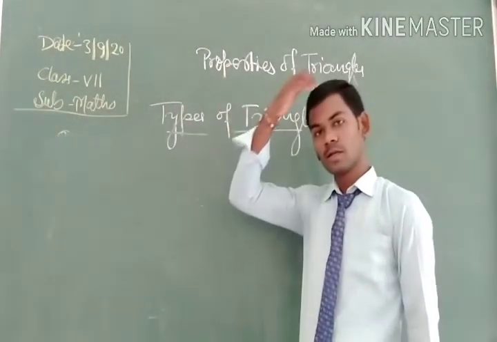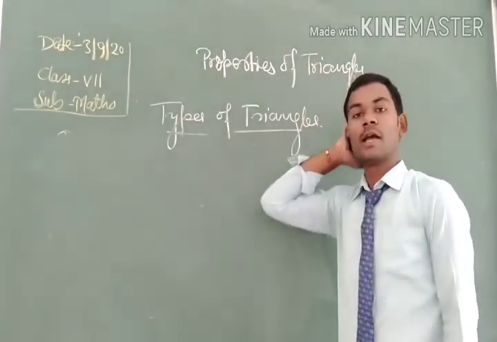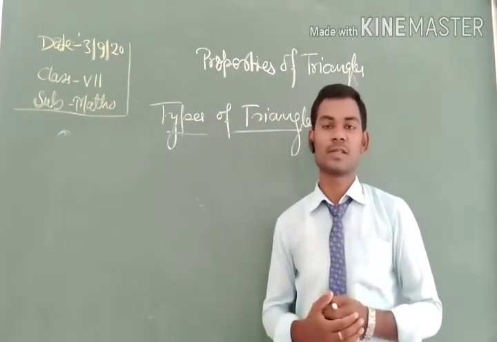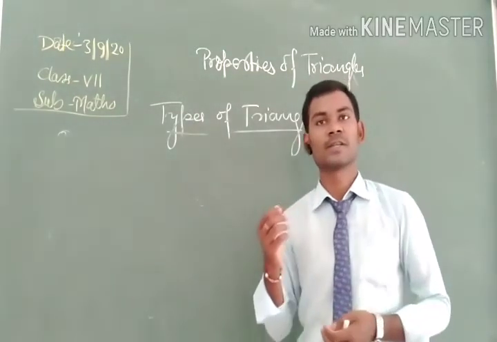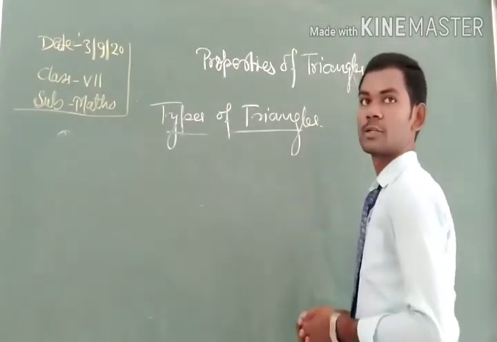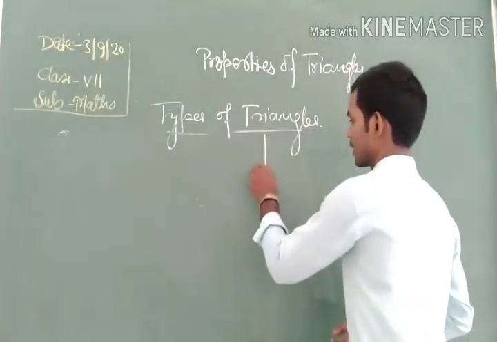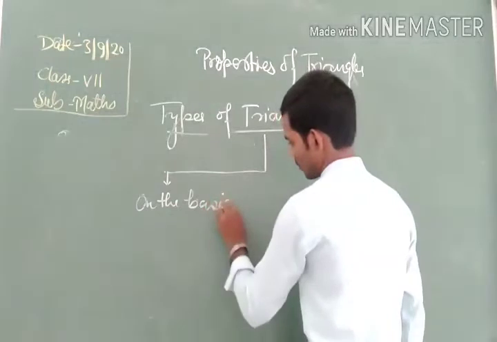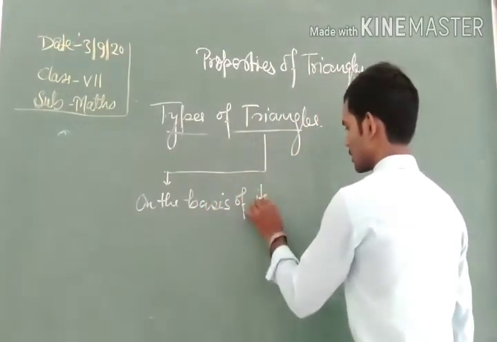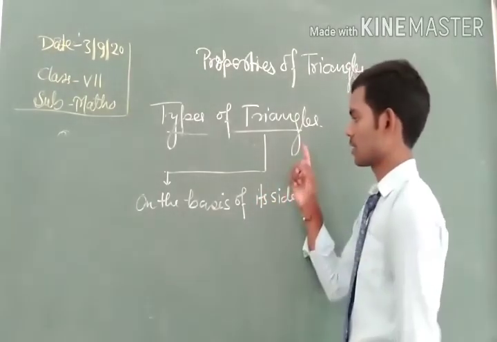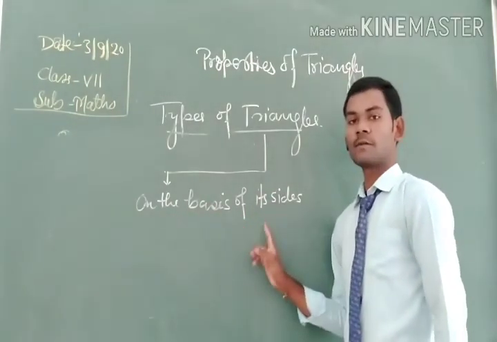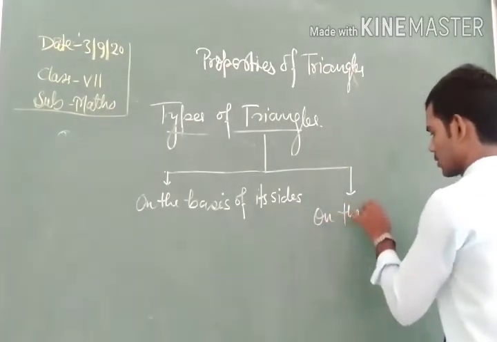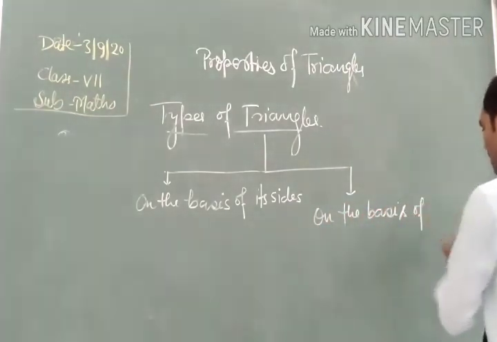Let us see what the types of triangle are. We generally categorize triangles into three kinds, as you have studied in your previous classes: equilateral triangle, isosceles triangle, scalene triangle. A triangle is categorized in two ways. First, the triangle is categorized on the basis of its sides, and in the second way it is categorized on the basis of its angles.